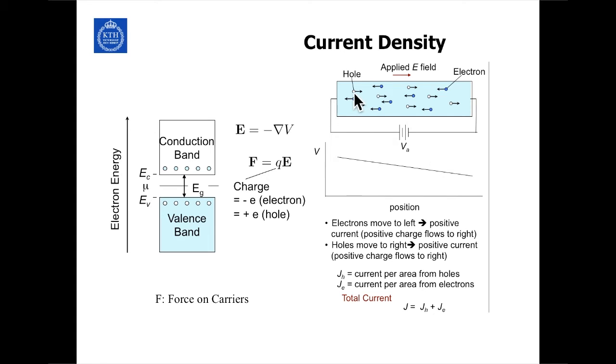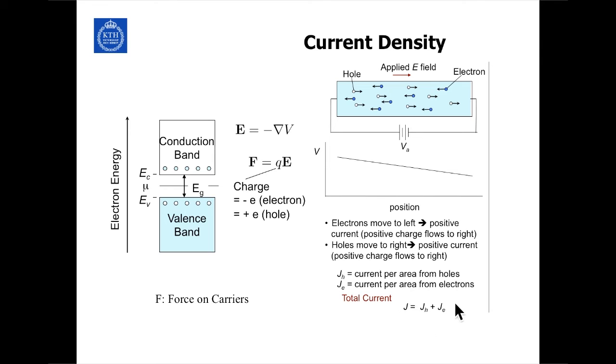So you can see then the holes are moving from left to the right, and electrons are moving from the right to the left, and there is a voltage applied to this. So the applied electric field is going from left to the right. So essentially the positive charge flows to the right, and the negative charge in this particular case flows to the left.